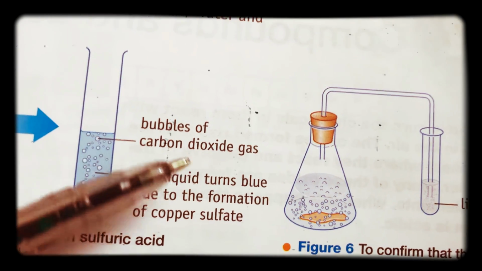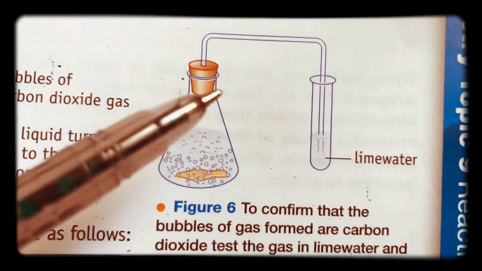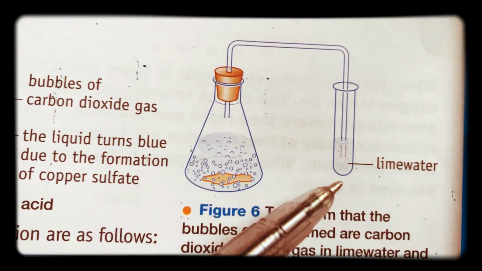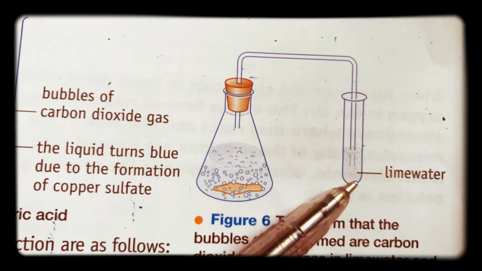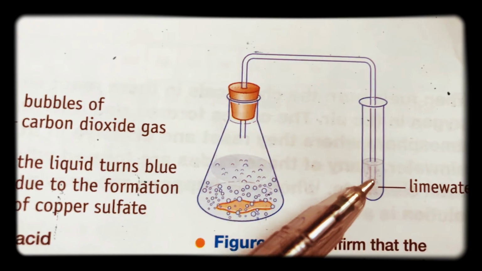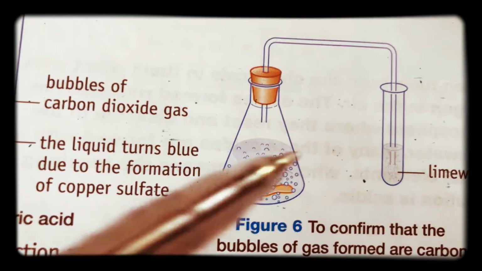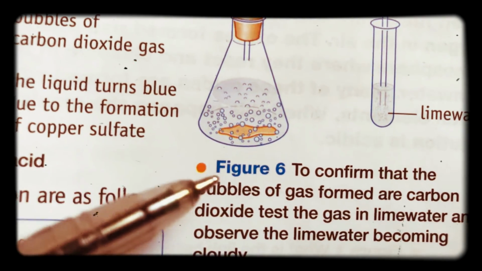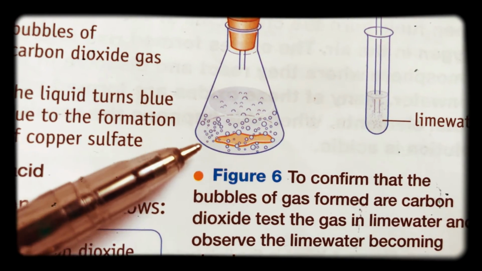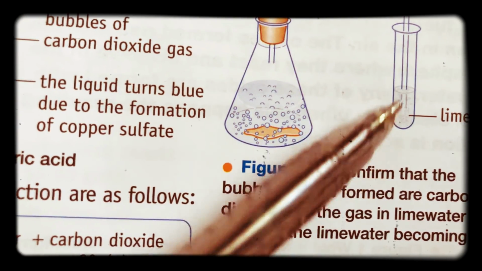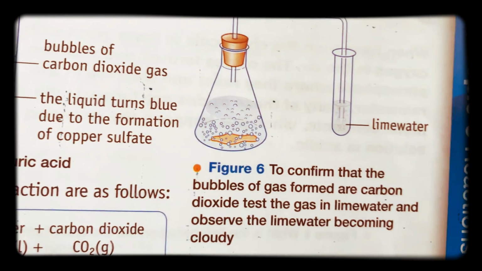How could we test that carbon dioxide gas? You can collect the gas in this upturned test tube, which is full of lime water. It will go from colourless to cloudy. Make sure that you have the signs there, okay? And to confirm that the bubbles of gas formed are carbon dioxide, test the gas in lime water and observe that the lime water becomes cloudy, okay?